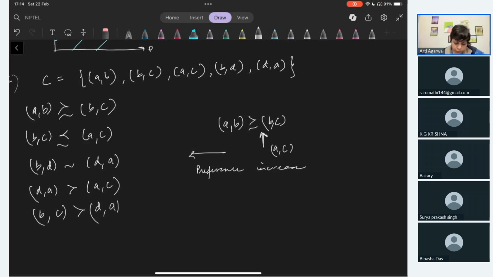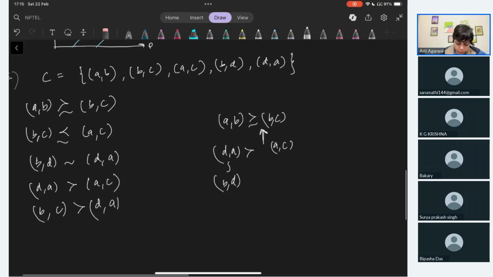And we know that BD is the same as DA. We don't know anything else about DA. I'm erasing this text just so we have more space. BD and DA are the same. Then we have DA is better than AC, so DA will come on this side. It is strictly better than AC. And DA and BD are the same. And BC is strictly better than DA.